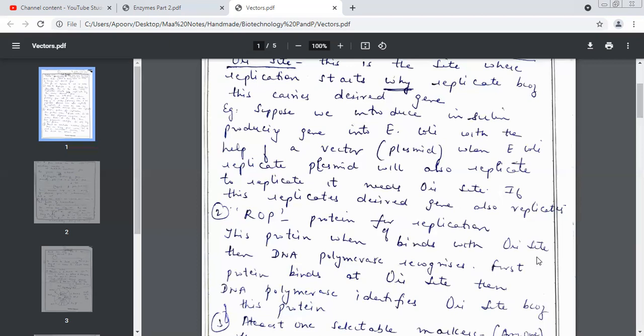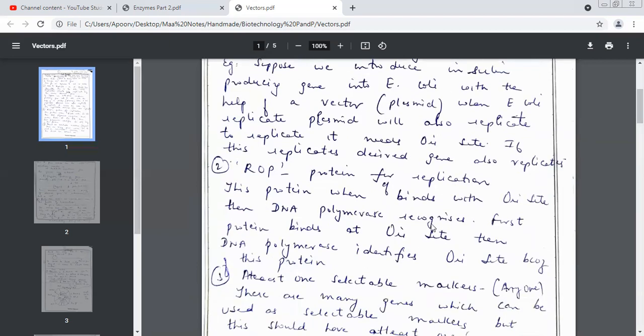There are so many sites. DNA polymerase will not be able to identify the ORI site until and unless which protein binds with the site? Protein of replication. Yes. Now look at this. When this protein binds with the ORI site, then DNA polymerase recognizes it. First, the protein will bind at the ORI site. Only then does DNA polymerase identify the ORI site because of the presence of this protein. If this protein is present, then only which enzyme will be able to identify the ORI site? DNA polymerase.